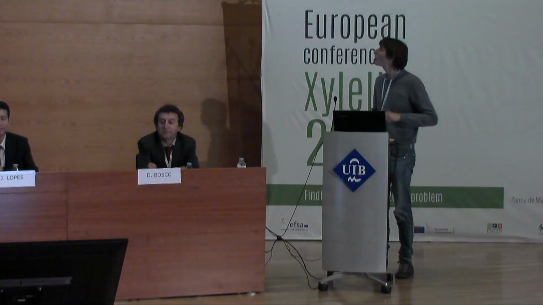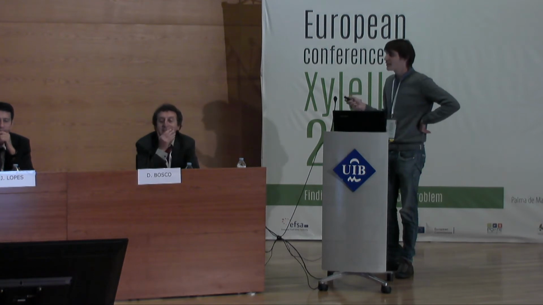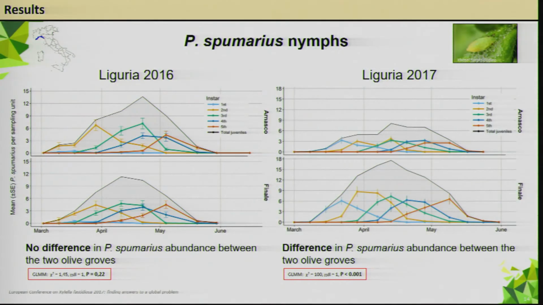We didn't find differences in Philaenus spumarius abundance between the 2 olive groves in 2016, but we found differences in 2017. This is probably caused by a different management during this year.